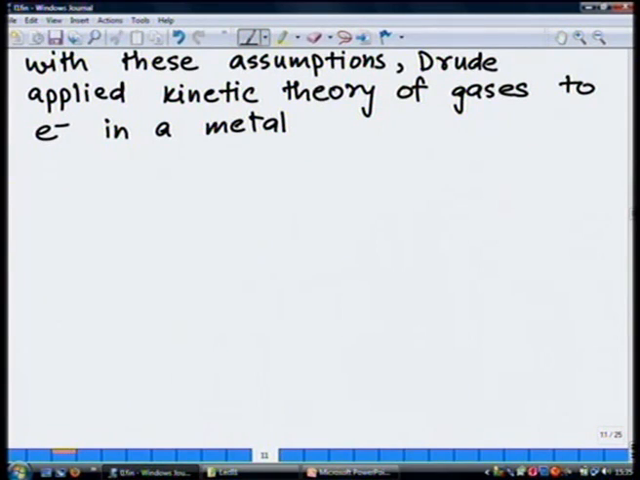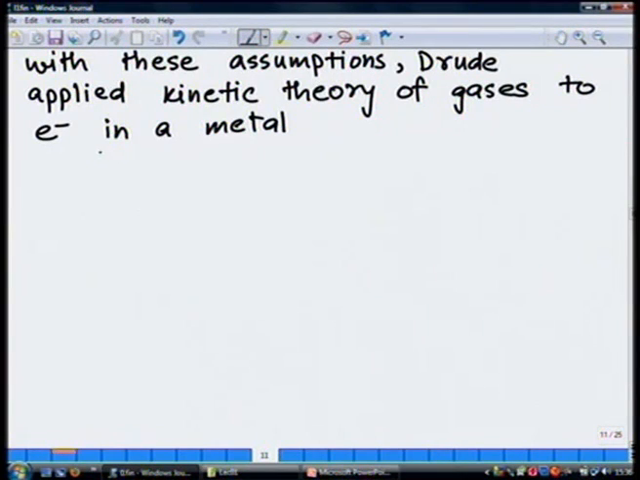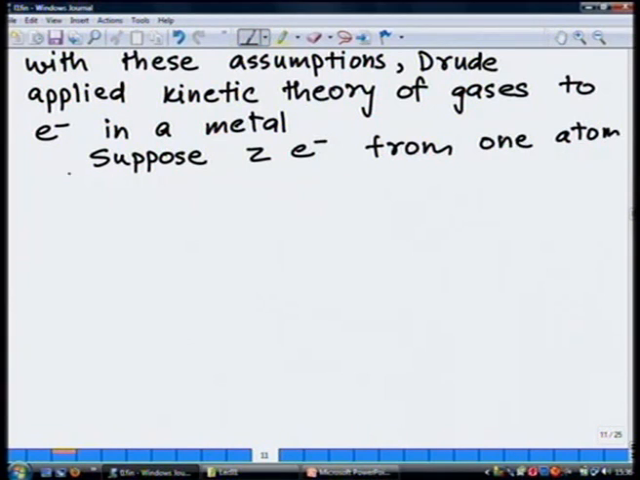Now remember, kinetic theory of gases really is valid for dilute gases, which means the distances between gaseous atoms are large. Can we think of electrons as a gas, or are they too close to each other? That we need to see. So let us see how many electrons are conducting. Suppose Z electrons from one atom of the metal conduct.